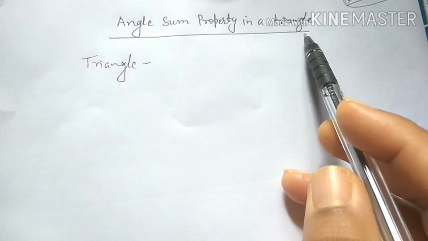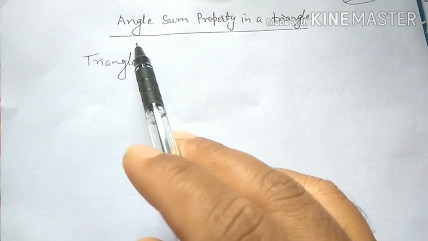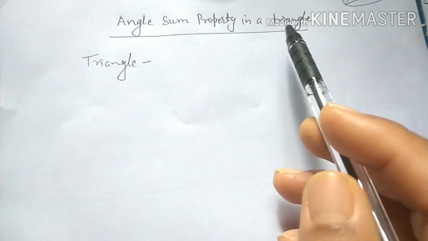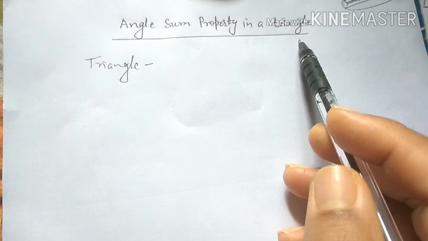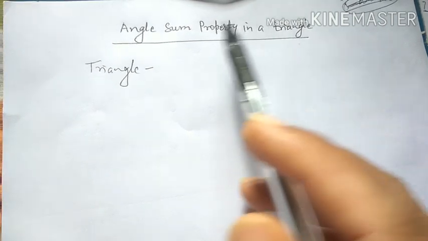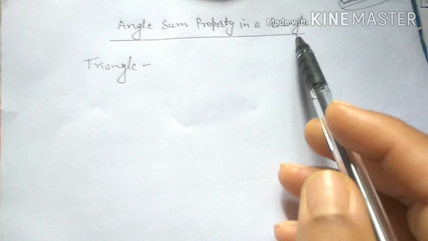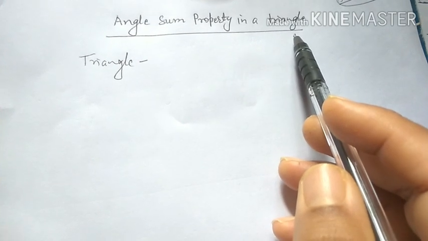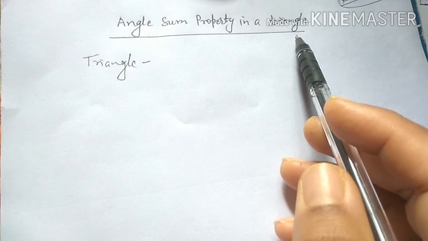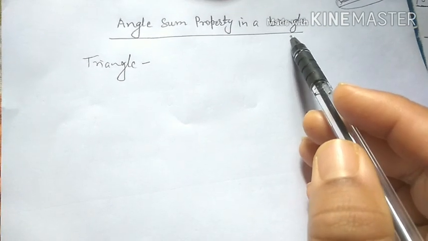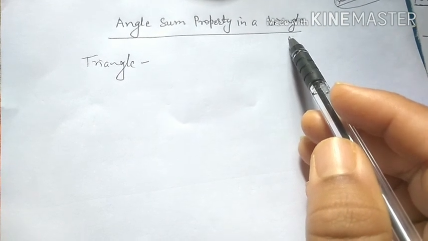And we know that the sum of all the angles of a triangle is 180 degrees. That is, we have already learned in previous classes. Here we are going to prove this theorem, that the sum of all the angles of a triangle is 180 degrees, and we will discuss some problems based on this theorem.